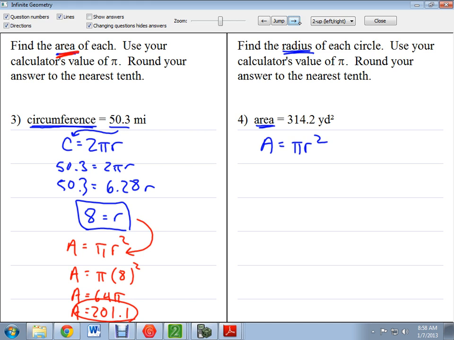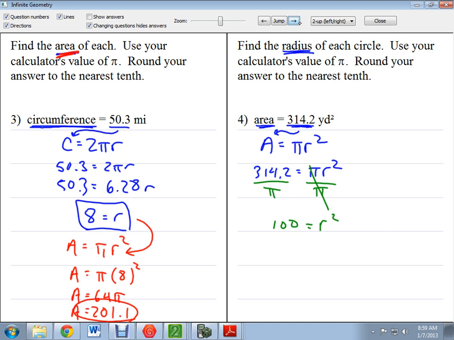Now, it says we're given the area, this 314.2. We're going to plug that into where A is in the formula. 314.2 is equal to pi r squared. To solve this type of formula is done differently. We need to divide both sides not by 6.28, but this time we're dividing by 3.14 or pi. When I divide both sides by pi, that'll cancel this pi on the right, leaving me r squared by itself. And on the left side, that's going to get me about 100 if I use the exact value of pi.